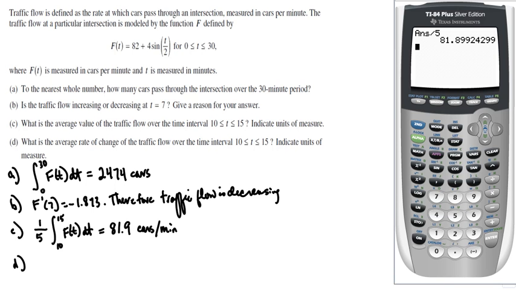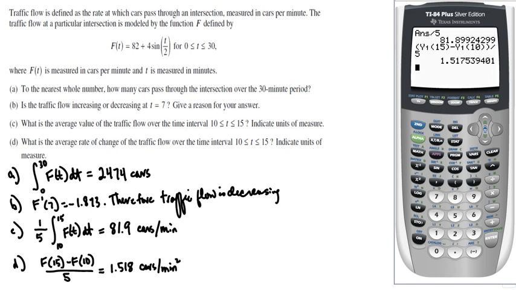Part D asks for the average rate of change of the traffic flow, so that's just the slope of the secant line. And I do that by doing y1 of 15 minus y1 of 10, divided by 15 minus 10, which is 5, and I get the value of 1.517, and that's in cars per minute squared.